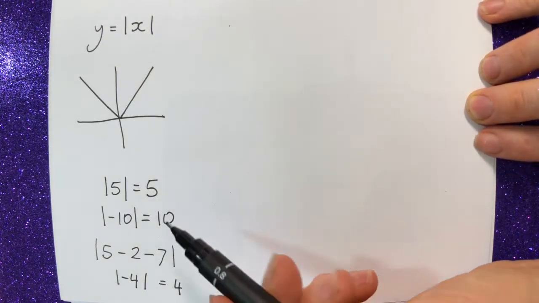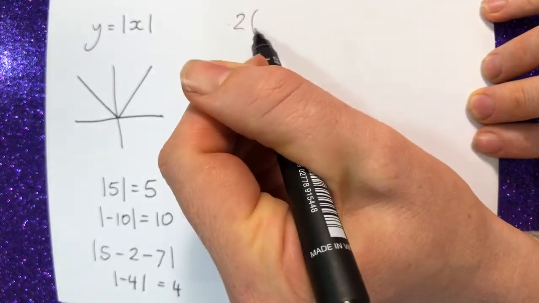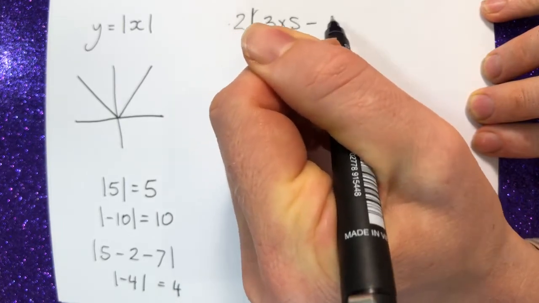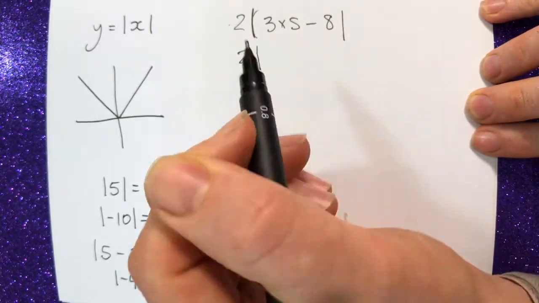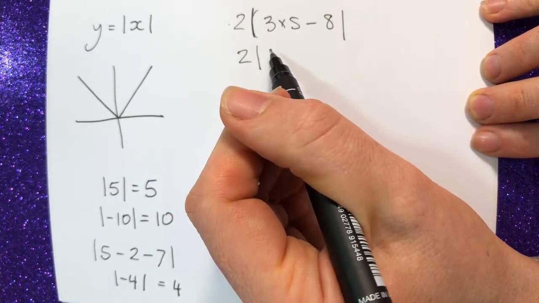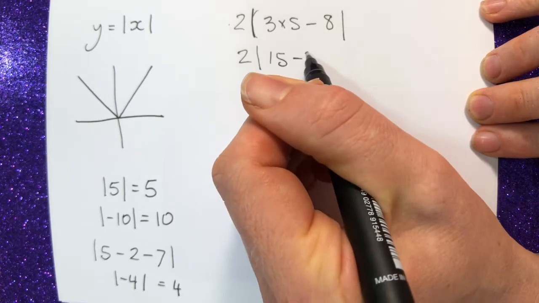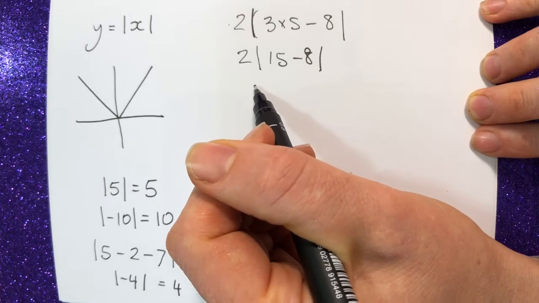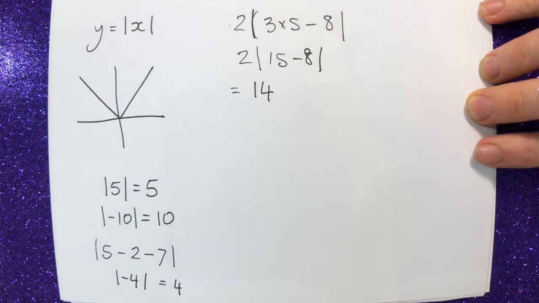So when we do the mathematics, treat them like brackets. 2 lots of the absolute value of 3 times 5 minus 8. Calculate this guy. Keep them there as the bracket would normally do, because you'd normally do the inside first. So what have we got? 15 minus 8 is 7. 2 lots of 7 is 14. And because that 7 was already positive, I can get rid of those absolute values anyway.